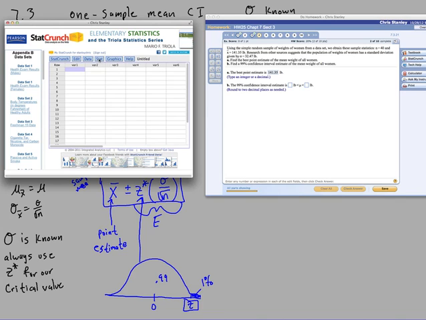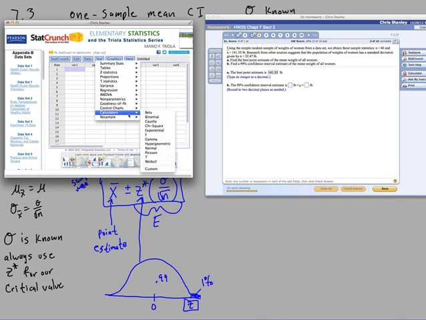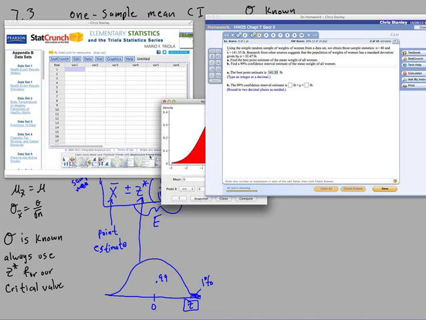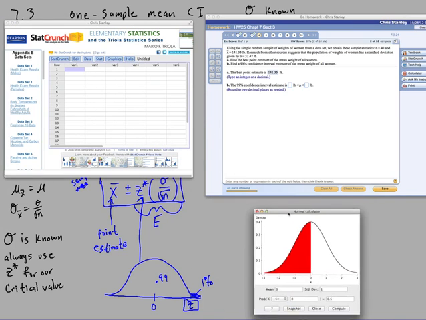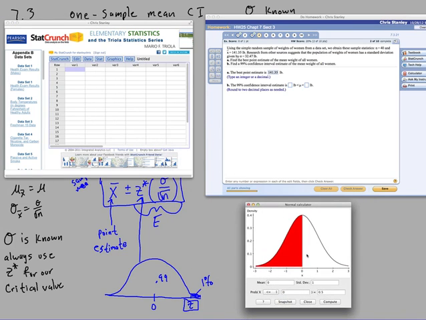So this is just a little quick reminder. We went to calculators. We went to normal. This is the standard normal. I'm trying to find a z. So I want this left to be either 99 or the right to be 100.